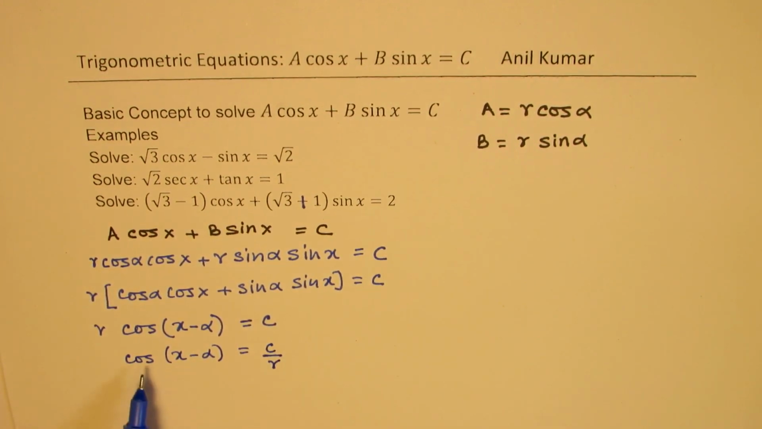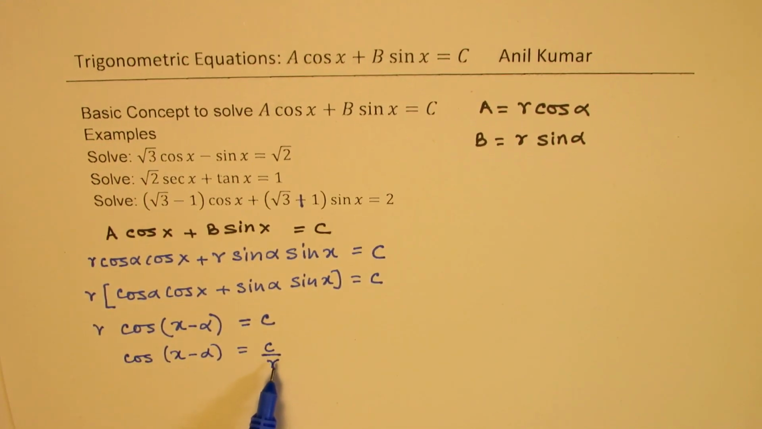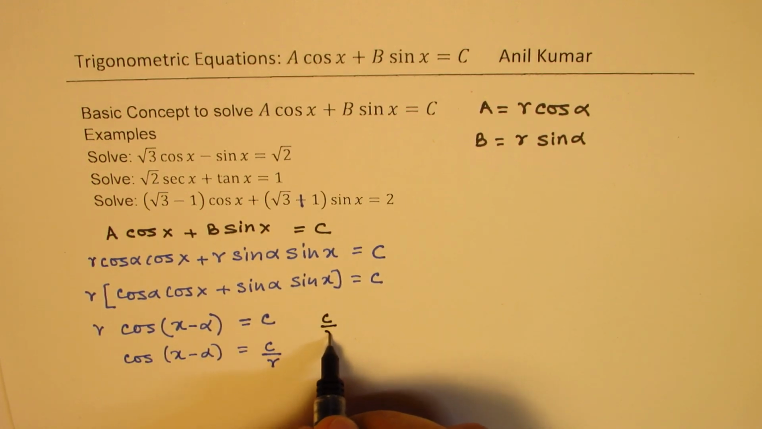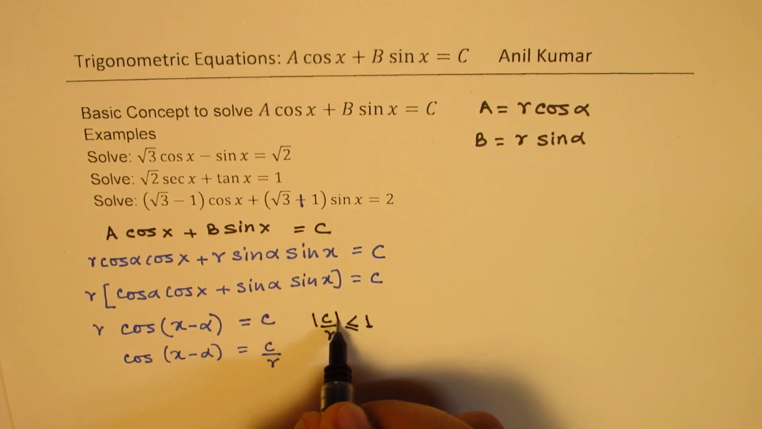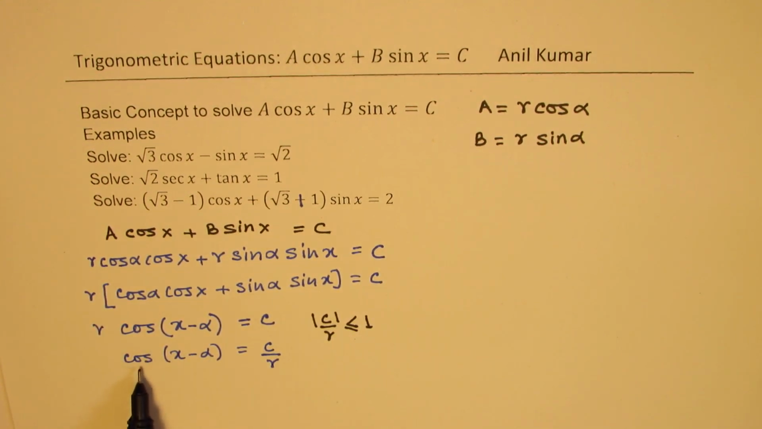Right? So cosine is a value between positive and negative 1, and therefore at this stage you will realize that if this equation has a solution, then the absolute value of c over r should be less than or equal to 1, between plus and minus 1, right? So r we are always taking as positive, correct? So once we get to this stage, you can very easily provide a solution.